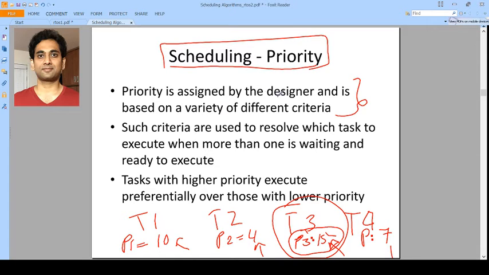So priority is assigned by the designer and is based on a variety of different criteria. Such criteria are used to resolve which task to execute when more than one task is waiting to execute. So T1, T2, T3, T4 are all waiting for the CPU. Which task gets access to the CPU is based on the priority number. Tasks with higher priority execute preferentially over tasks with lower priorities.